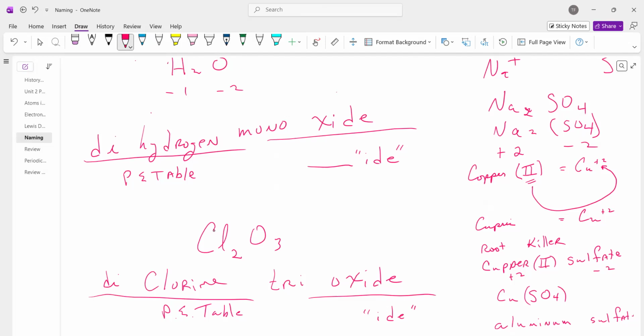Ionic is straightforward most of the time too, but it can be tricky. All right, so that's what I wanted to cover today. That's what we're doing on our dry lab. Any questions about the molecular way of naming things?